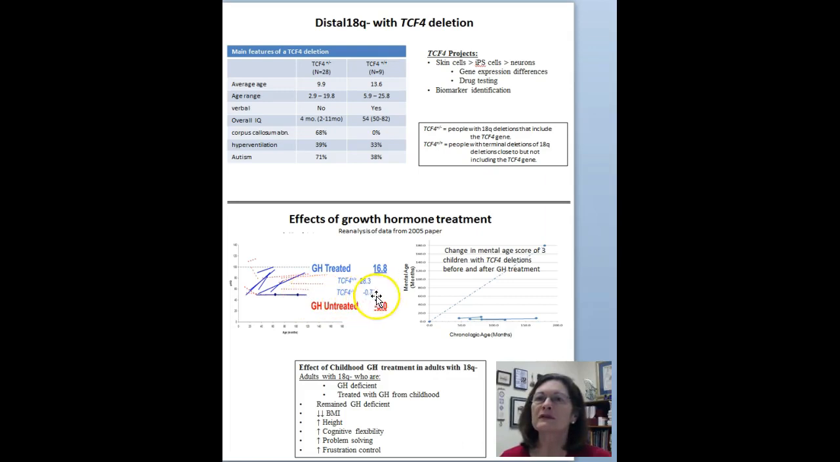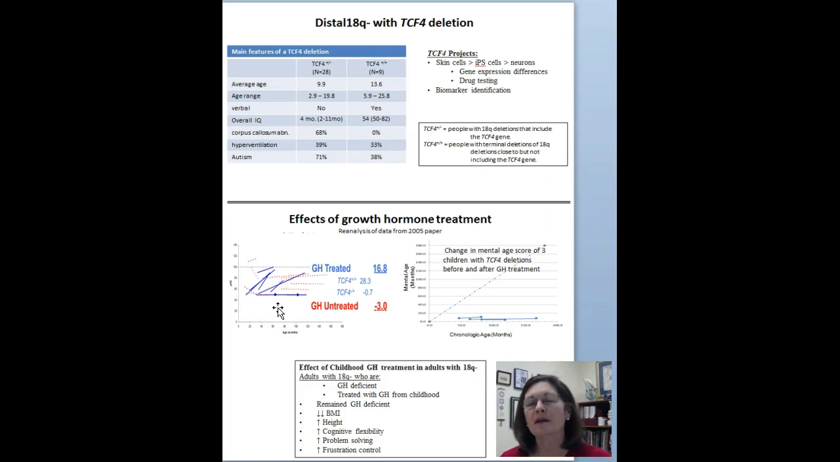And when you look at those who had deletions of TCF4, you can see here's their change in their performance IQ, which is not really any change at all. But those who did not have deletions of TCF4, their performance IQ improved 28.3 points. This is a huge difference, and so great improvement for those individuals who were growth hormone deficient and treated with growth hormone.